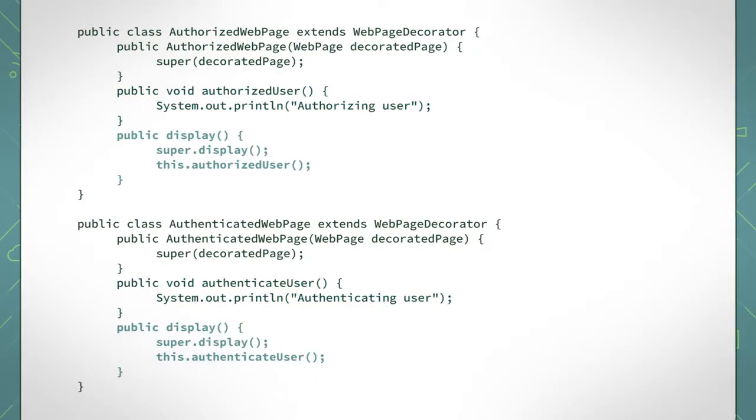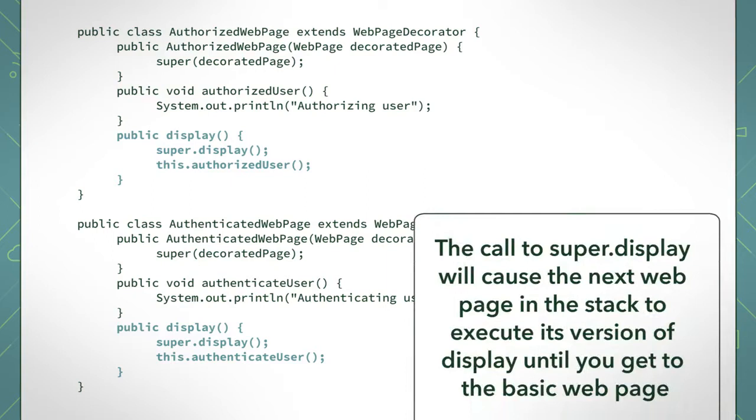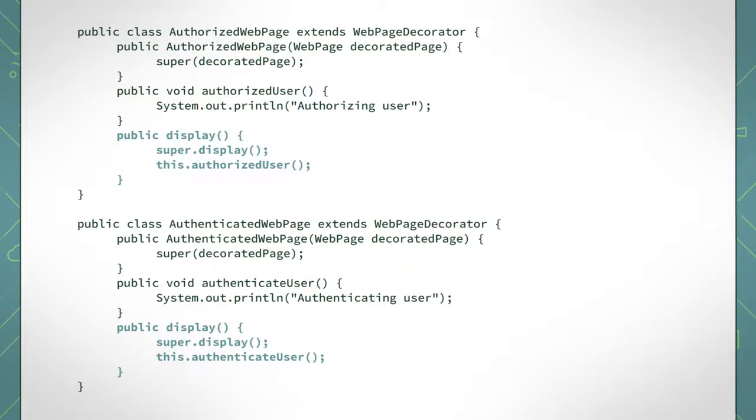In order to recursively call the display behavior, the concrete decorators invoke the superclass's display method. Since the abstract decorator superclass facilitates the aggregation of various types of web pages, the call to super display will cause the next web page in the stack to execute its version of display until you get to the basic web page. The recursive call will end here because the basic web page is the concrete component, which does not aggregate any other types of web pages.